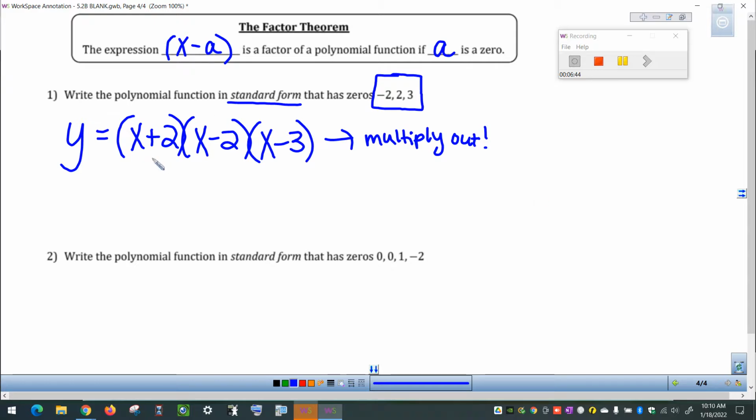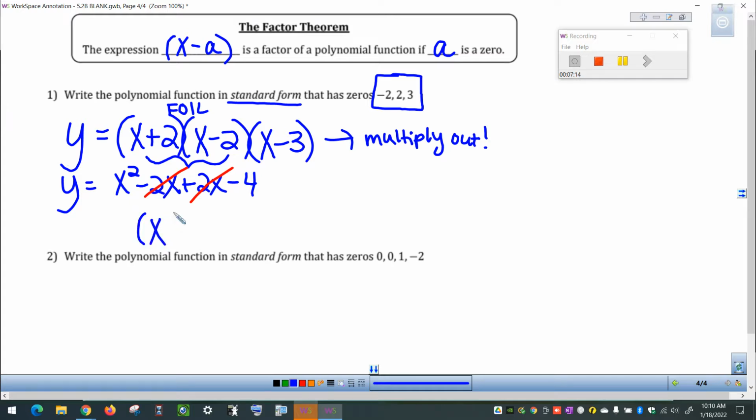Now, we're just going to do this in pieces. So I would recommend doing FOIL for your first 2 parentheses. And so in this case here, if we do FOIL, we get x squared minus 2x plus 2x minus 4. And in this case, actually, the minus 2x plus 2x part is going to cancel. And so we're just left with x squared minus 4.